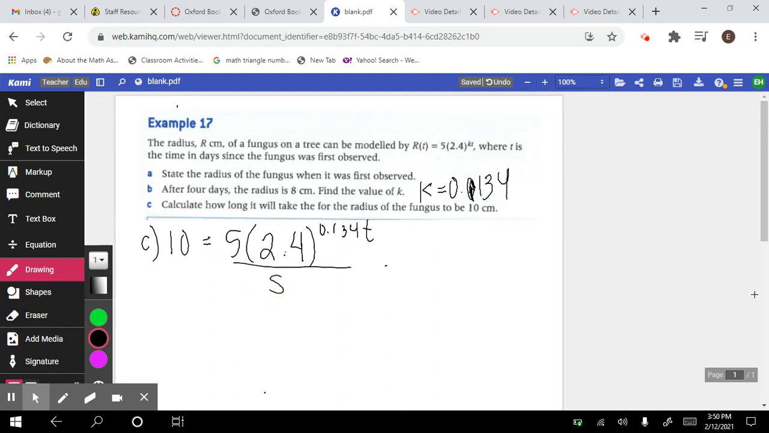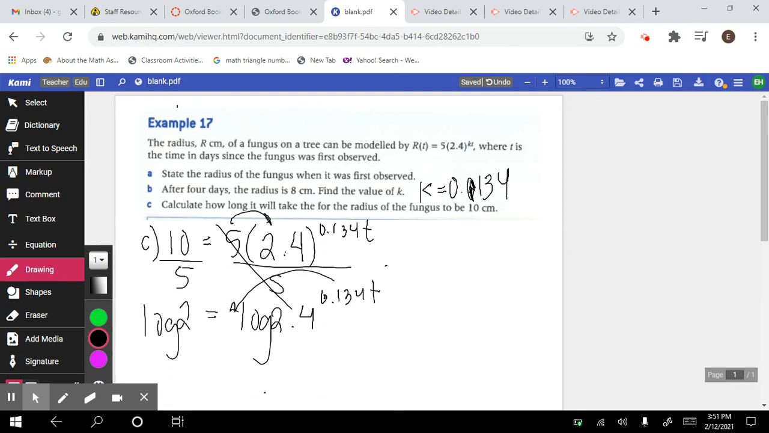So divide by 5 to start. It's very important not to distribute the 5. Do not do that because you have to use your PEMDAS rules, right? And that has an exponent attached to it, so we cannot times those two. So we got 2 equals 2.4 to the 0.134t. Okay, to bring that t down, I have to log both sides, and those can come down now.